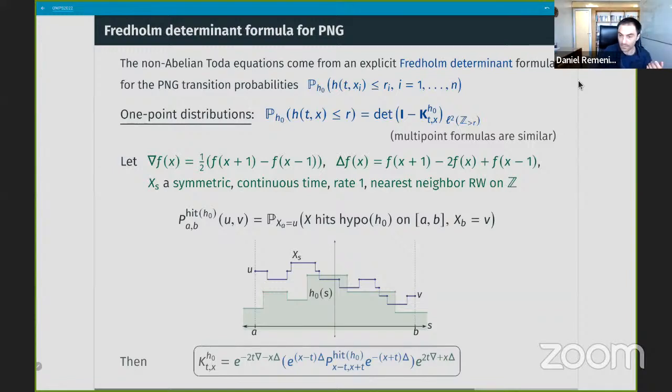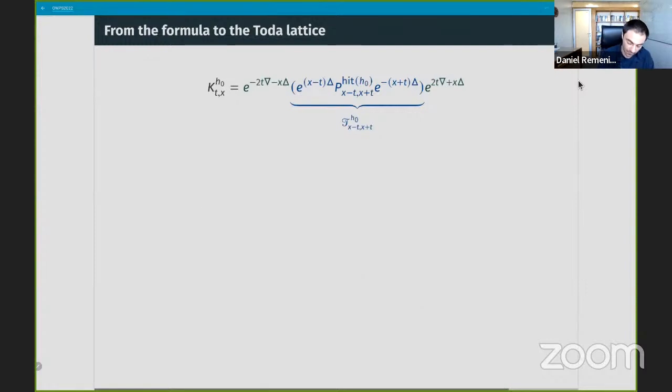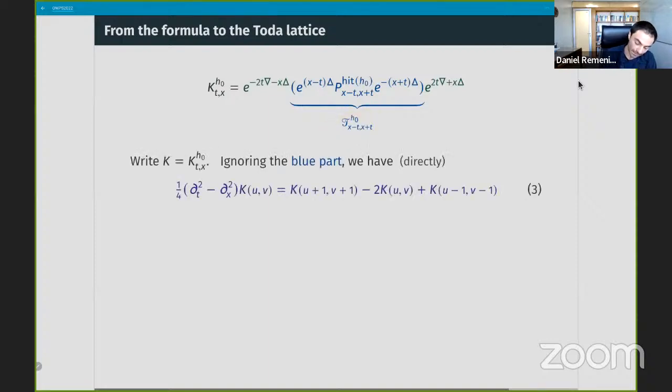A question here is, where on earth could this come from? I'm going to try to explain an idea of how one can prove something like this. But this is the K. Before saying that, let me tell you very briefly how one could get from a formula like this to these Toda lattice equations. So this is K, the same K as in the previous slide. And I'm going to take this blue part and give it a name so that I don't have to write so much. And you can notice the following thing.